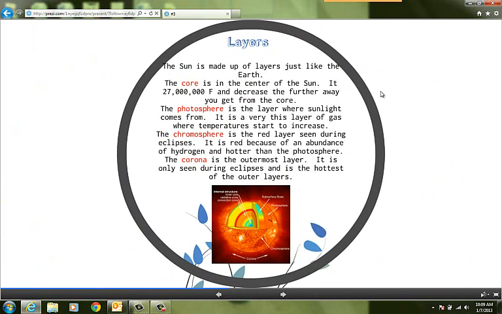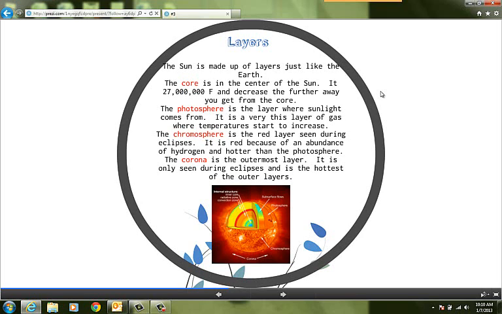The sun has layers just like the Earth. Okay, the core, or the center of the sun, is 27 million degrees Fahrenheit, and it decreases the further away you get from the core. The photosphere is the layer where sunlight comes from. This is the layer of gas where temperatures start to increase.